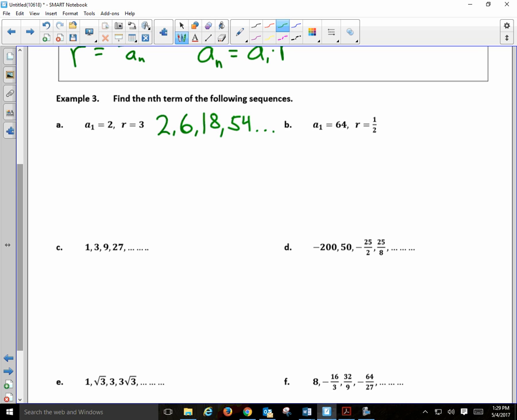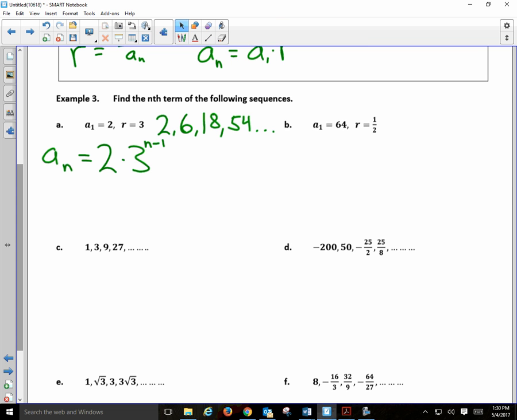Let's find a sub n. A sub n is the first term times the ratio raised to the n minus 1. Can you take the 2 times 3, you get 6? No, that's totally illegal. Thank you for saying no.